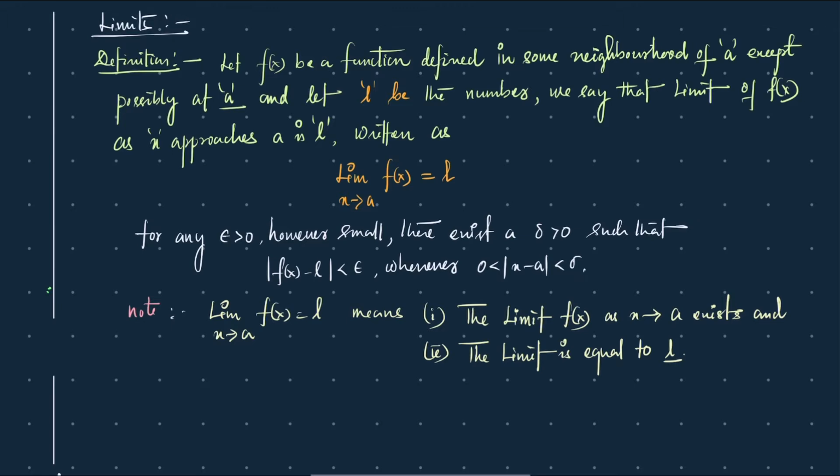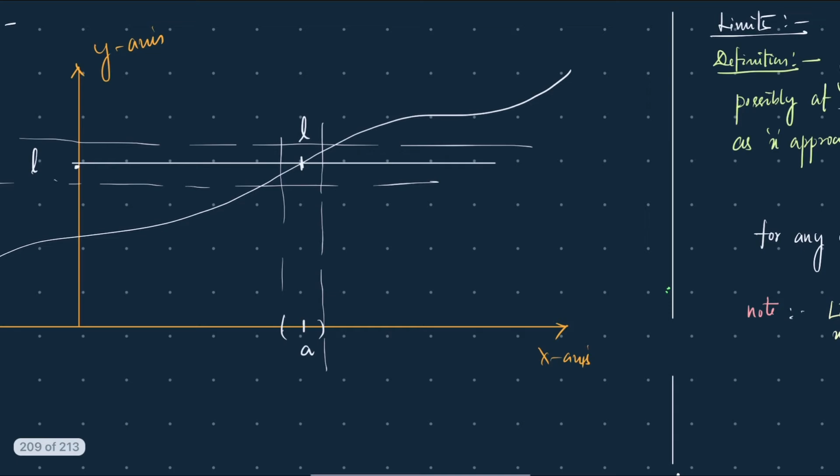A function is defined, and for a function there has to be a limit. You can see this is a two-dimensional graph. This is called the input axis and this is called the output axis. Here is a curve of a function, and you see a point A, and for this point A the function is defined with value L.